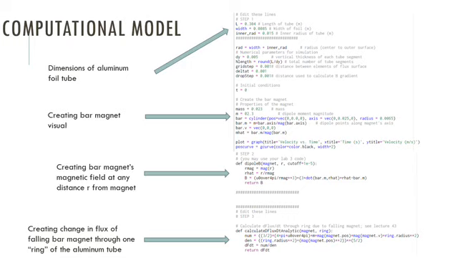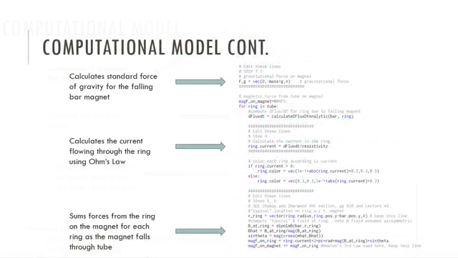Here's an in-depth look at the computational model's code. First, he started by recording the dimensions of the foil tube. Then, the bar magnet's visual was created, along with a function that computes its magnetic field at a distance r from the magnet. Furthermore, the change in flux of the falling bar magnet through one ring of the aluminum tube was calculated. Looking further down in the code, the force of gravity on the falling bar magnet was calculated, along with the current flowing through the ring of the tube using Ohm's law. Furthermore, the sum of the forces from the ring on the magnet for each ring as the magnet falls through the tube was calculated.